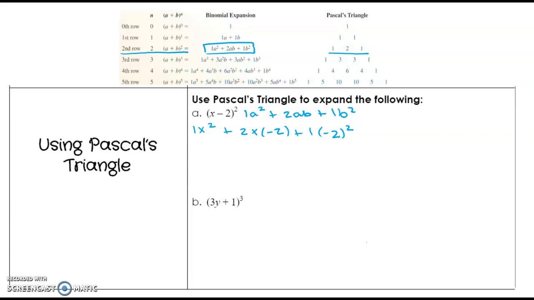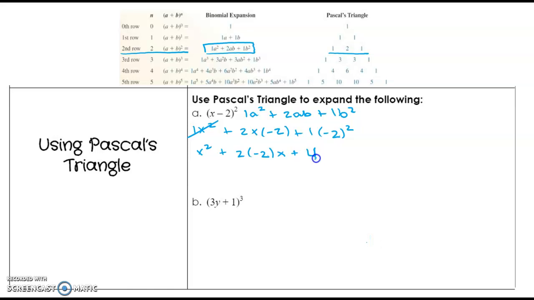I have 1x to the second power. That's just going to be x squared. And then I have 2x times negative 2. And so I can actually rewrite this as 2 times negative 2 times x. And then for my next term, I have negative 2 to the second power. So if I'm putting this in my calculator, I'm remembering to put parentheses around the entire negative 2, and that will give me plus 4.